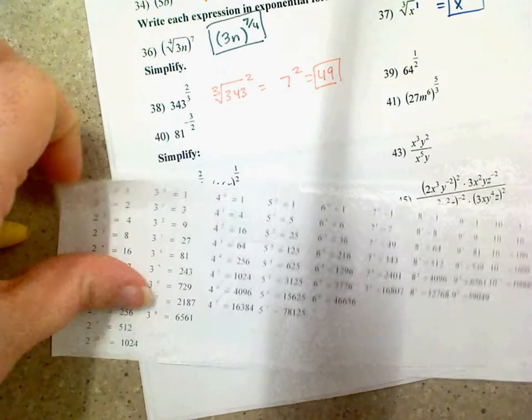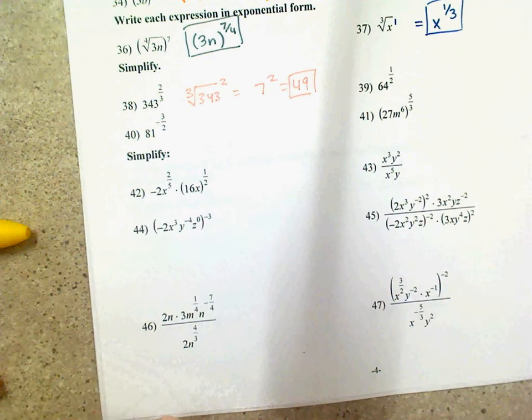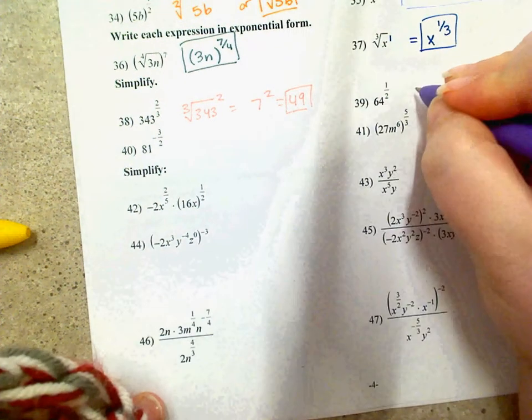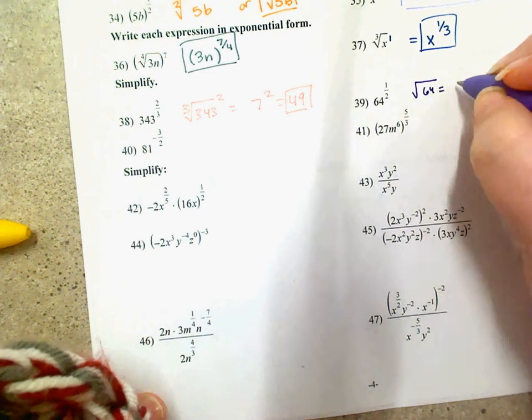64 to the 1/2 really just means the square root, because it's a 2 and then a power of 1, of 64, which is just 8. The square root of 64 is 8.